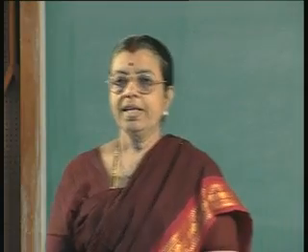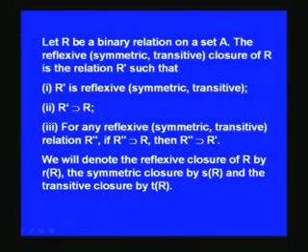So, we were considering what is a reflexive closure of a binary relation, symmetric closure and transitive closure. Let us recall the definition. Let R be a binary relation on a set A. The reflexive closure of R is the relation R dash such that R dash is reflexive, R dash contains R, and for any reflexive relation R2 dash, if R2 dash contains R, then R2 dash contains R dash. That is, the reflexive closure of a relation R is the smallest reflexive relation containing R. Similarly, we can define symmetric closure and transitive closure.